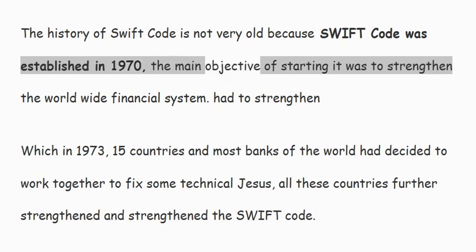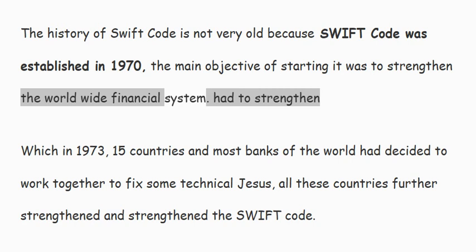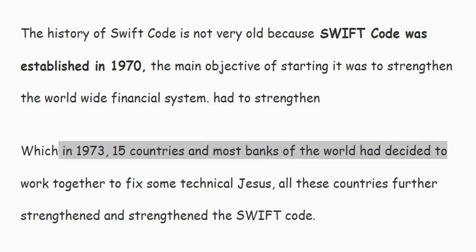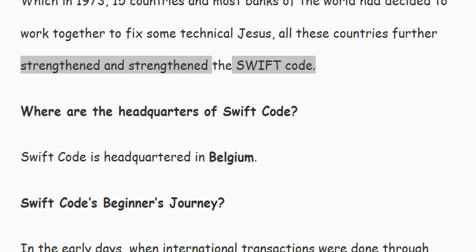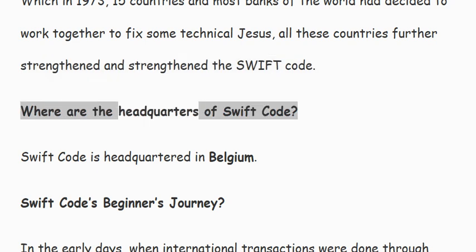SWIFT code history. The history of SWIFT code is not very old, because it was established in 1970. The main objective of starting it was to strengthen the worldwide financial system. In 1973, 15 countries and most banks of the world decided to work together to fix some technical glitches. All these countries further strengthened the SWIFT code. Where are the headquarters of SWIFT? SWIFT is headquartered in Belgium.